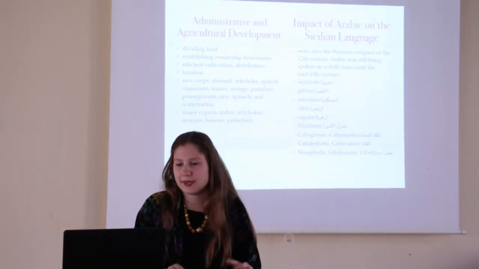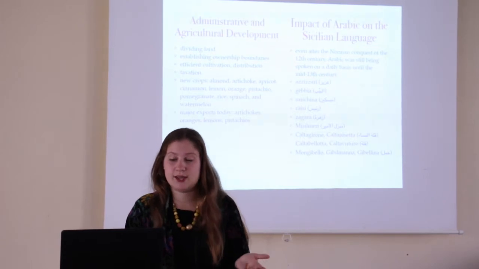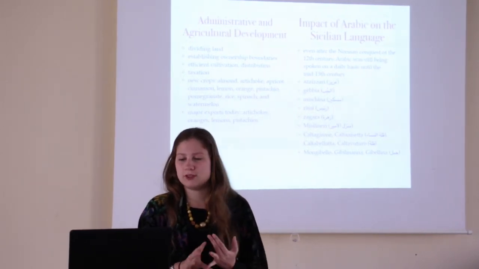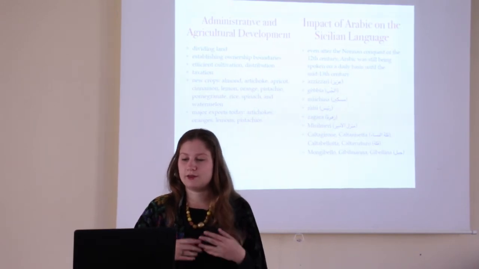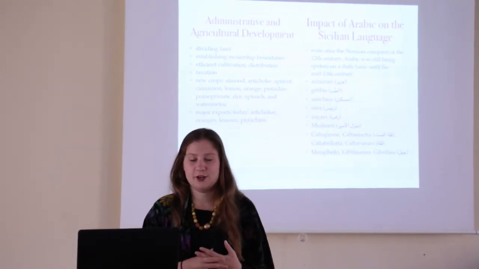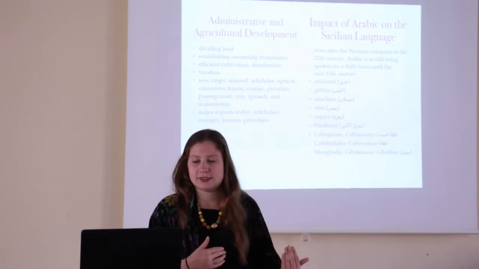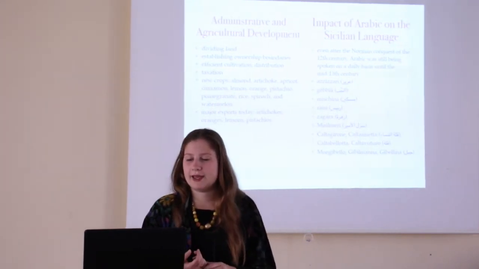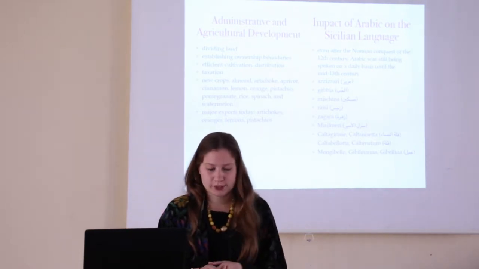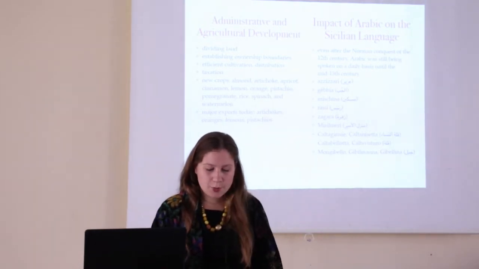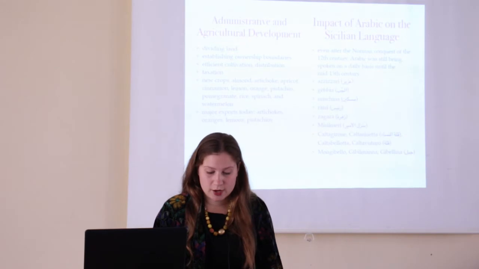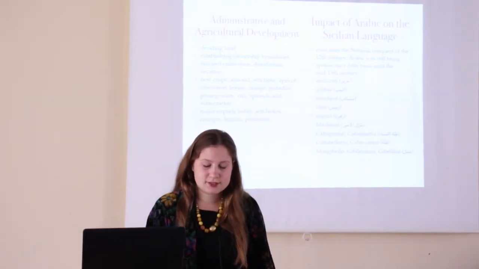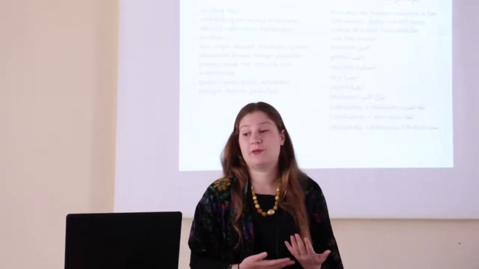New crops that they introduced, and for example, today, some of them are still major exports. So new crops: almonds, artichokes, apricots, cinnamon, lemon, orange, pistachio, pomegranates, rice, spinach, and watermelon. Today, those are all still very intimately a part of the Sicilian cuisine, and some of them are even major exports today. So a part of the population continued to speak Arabic until the mid-13th century, and there are several remnants in the Sicilian dialects that do come still from this period.